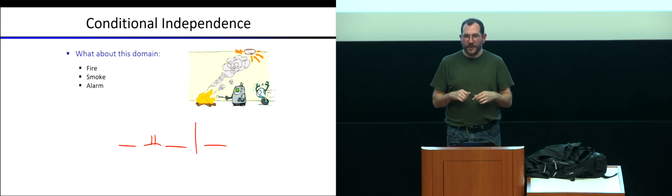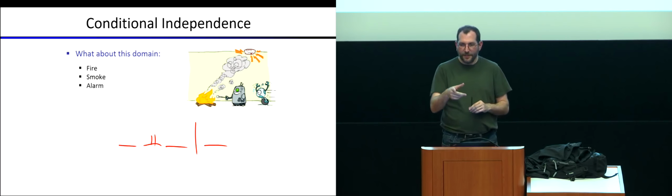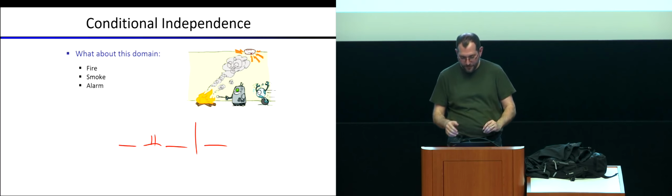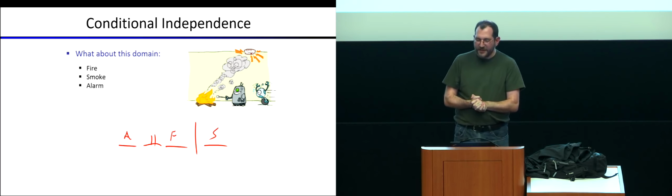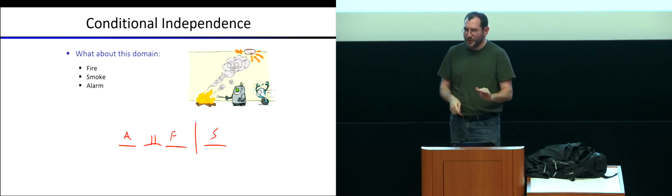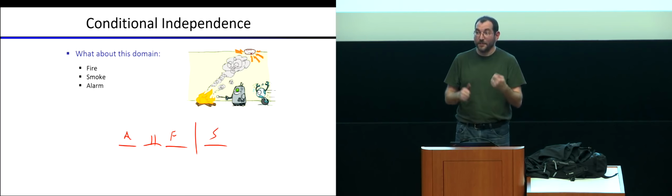Okay, so now what can I say about these variables? Well, yep. The fire and the alarm are conditionally independent given smoke. Yeah, so it seems like a reasonable statement. I could say, well, the fire and the alarm are certainly not marginally independent. That's the whole point of a fire alarm: when the alarm goes off, it makes you worried that there's a fire. That's the point of the alarm.